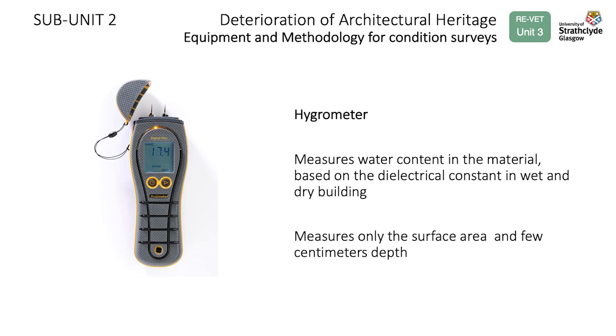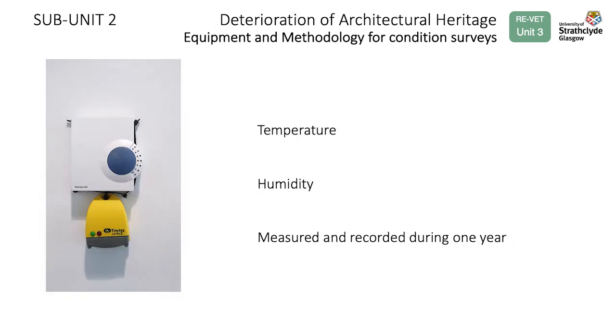The hygrometer measures water content in the material based on the dielectric constant in wet and dry building conditions. It measures only the surface area and a few centimeters of depth. It is also important to record the temperature and humidity levels, ideally over a one-year period, so as to take environmental aspects on board for the analysis.